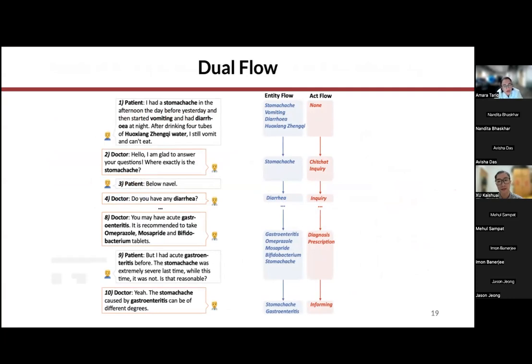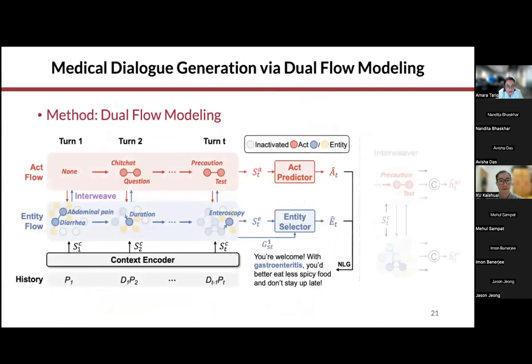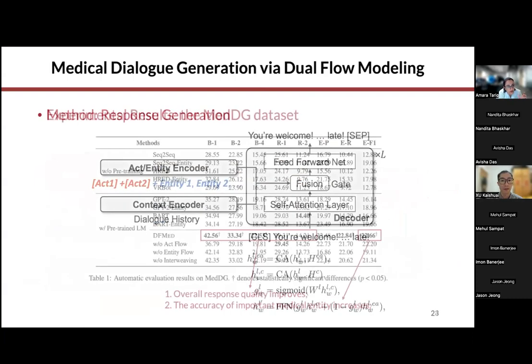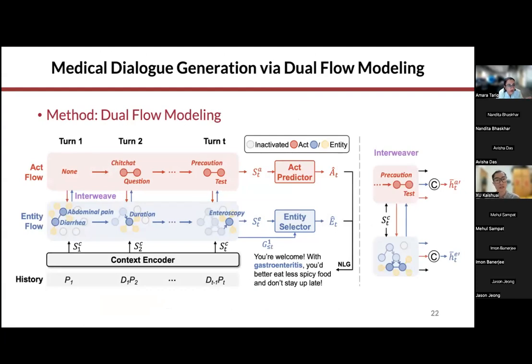And did you create the knowledge graph, or was it already available? No, I adopted an available knowledge graph. Okay. And then, in the act predictor, how many possible actions are there? Because I can see there is the diagnosis, there's the prescription, but what happens when, through all of the dialogue, the model is just trying to gather information?